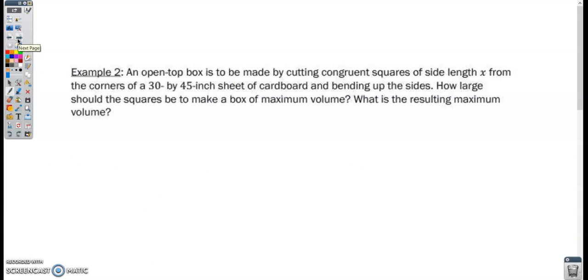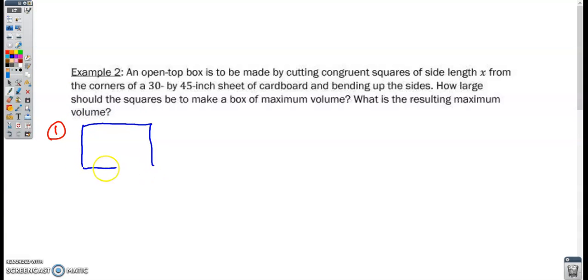An open top box, good old open top boxes, is to be made by cutting congruent squares of side length x from the corners of a 30 by 45 inch sheet of cardboard and bending up the sides. How large should the squares be to make a box of maximum volume? What's the resulting maximum volume? So, step 1, draw a picture.